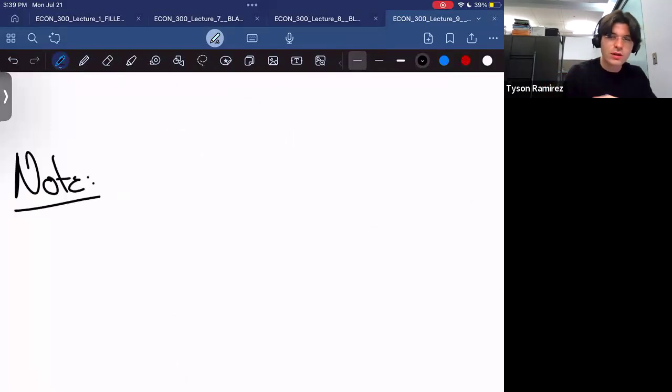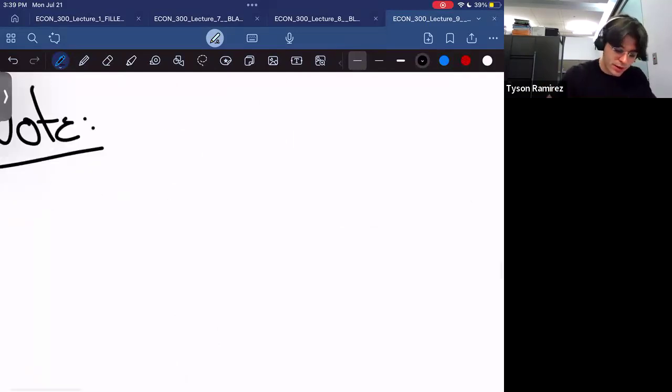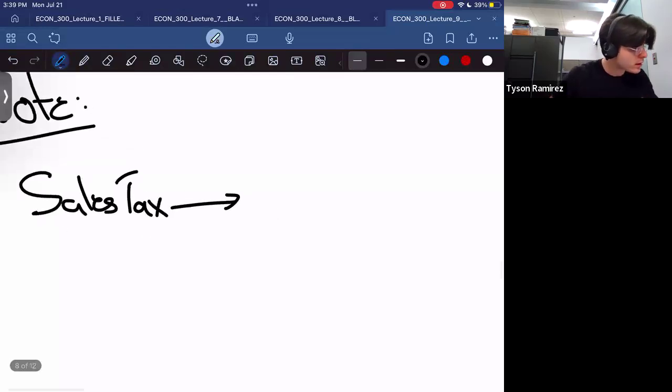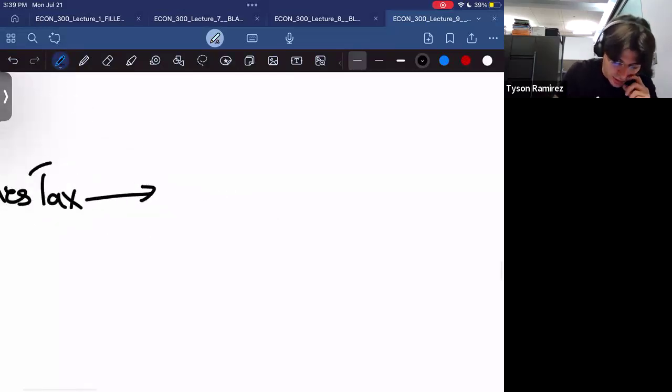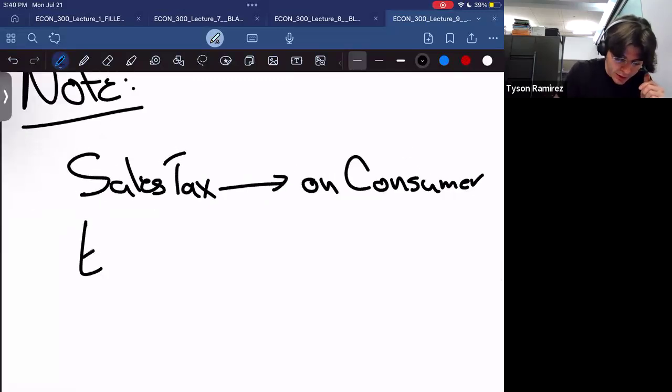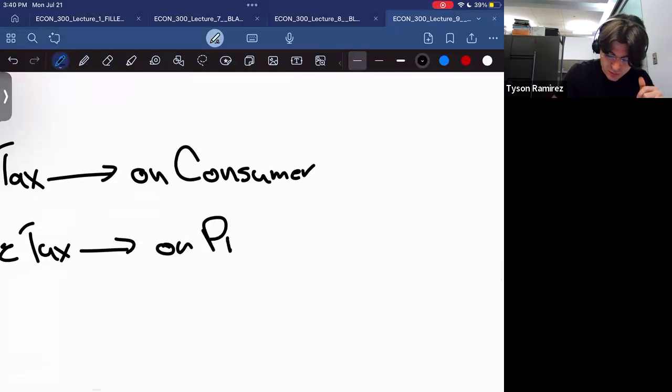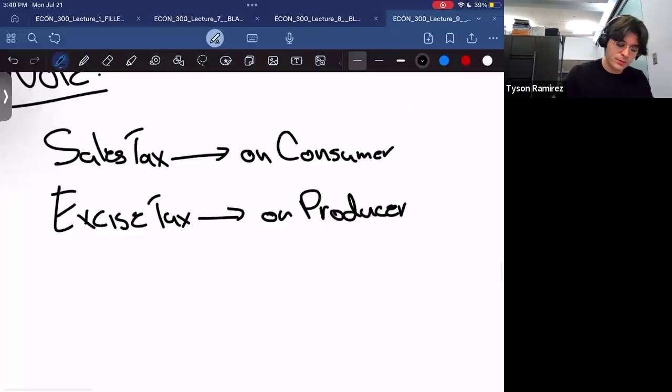You should have this information already, but just in case, I got you. I'm going to give it to you. A sales tax is on the consumer. In contrast, when you hear the word excise tax, this is on the producer. So that's just to begin.